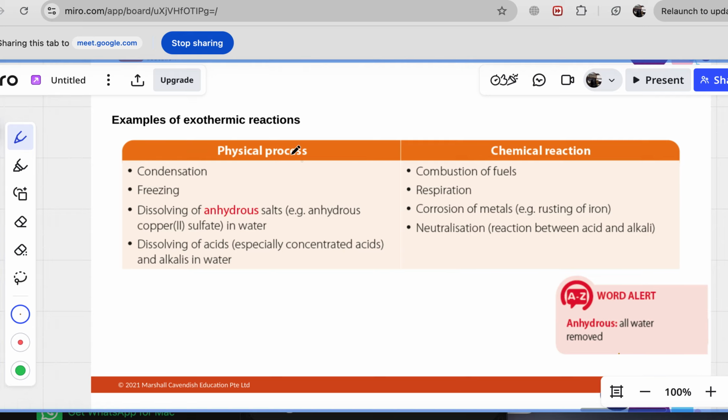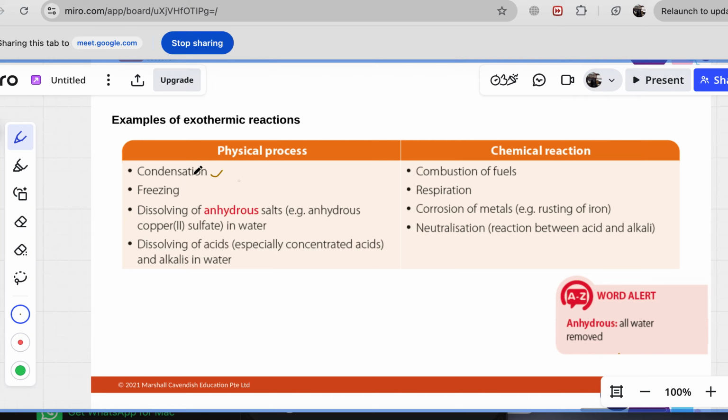Example, physical process. Condensation is an example of exothermic reaction. I know you'll be wondering why. Because condensation is cooling. You are cooling something that is already hot. So as something is cooling, it's giving out the heat it has to the surrounding. So it's losing heat, giving it out.